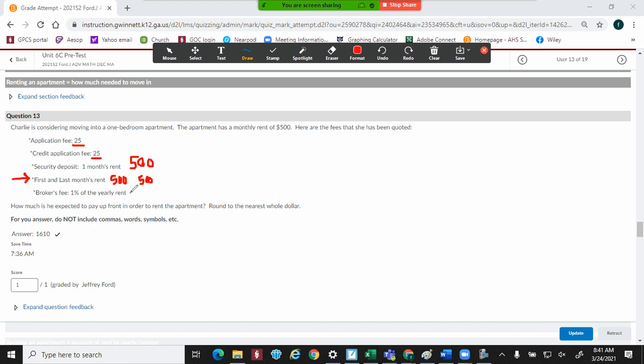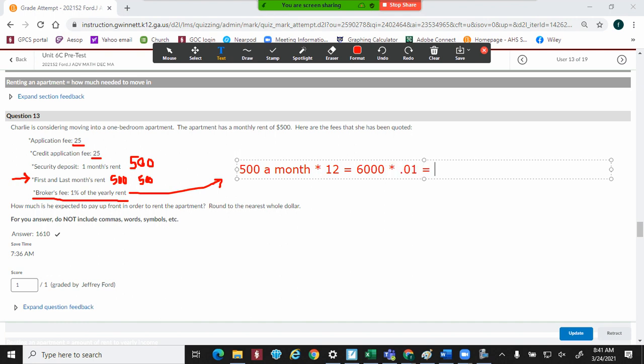Okay. Now let me move over here so I can type. The broker's fee is 1% of the yearly rent. People freak out on the yearly rent because they don't know how to find it. Guys, very simply, if you're paying $500 a month, how many months are there in a year? It's 12. So that means that would give you the yearly rent. All right, so 500 times 12, I believe is 6,000. It is. So the yearly rent ends up being 6,000. And the broker's fee gets 1% of that. So I'm just going to multiply by 0.01. I believe that's going to be 60, and it is. So the broker's fee ends up being $60.